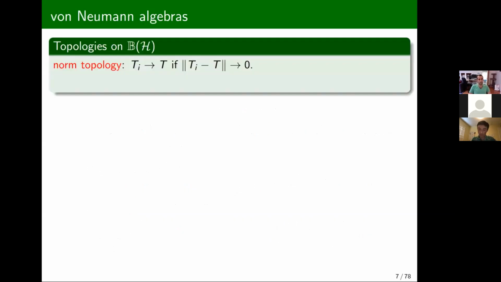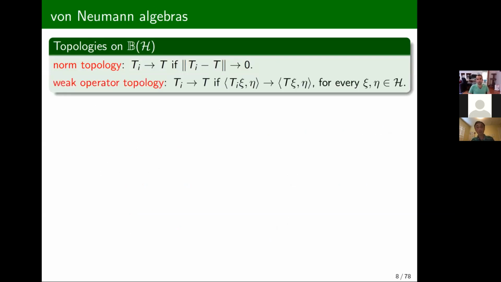So what about von Neumann algebras? Well, B(H) is an algebra with an adjoint that comes with at least a couple of natural topologies. The first one, which was implicit on the previous slide, is the norm topology, where T_i goes to T if the norm of the difference goes to 0. But there's also the weak operator topology. So this is the topology of pointwise convergence of matrix coefficients, if you want. So T_i xi dot eta should go to T xi dot eta for any pair of vectors xi and eta in the Hilbert space.